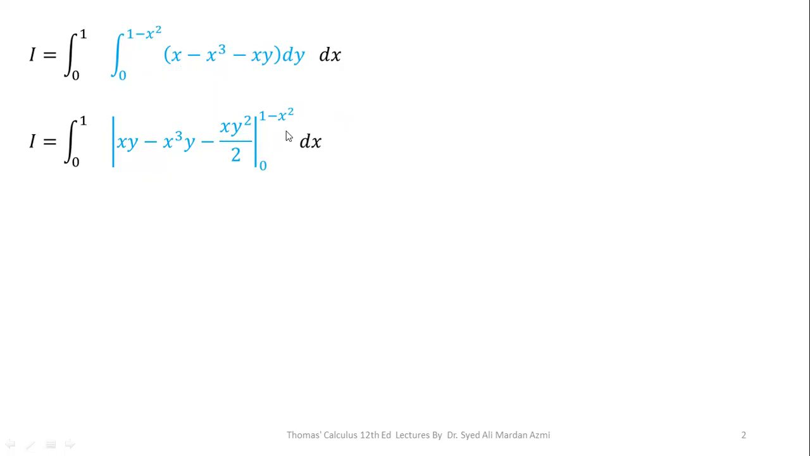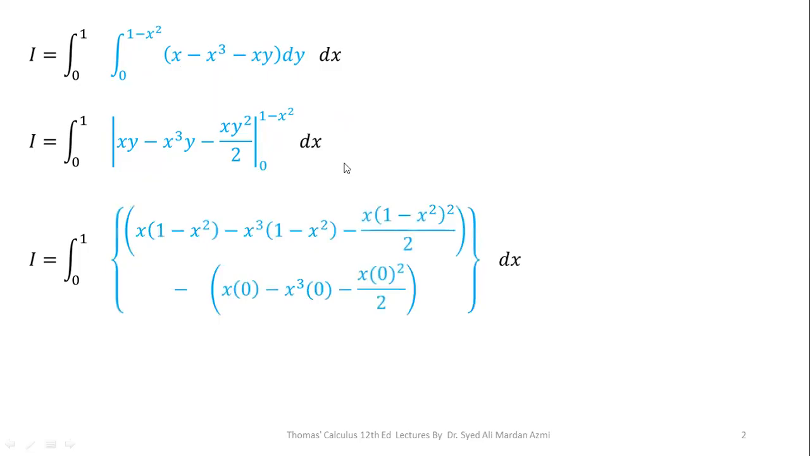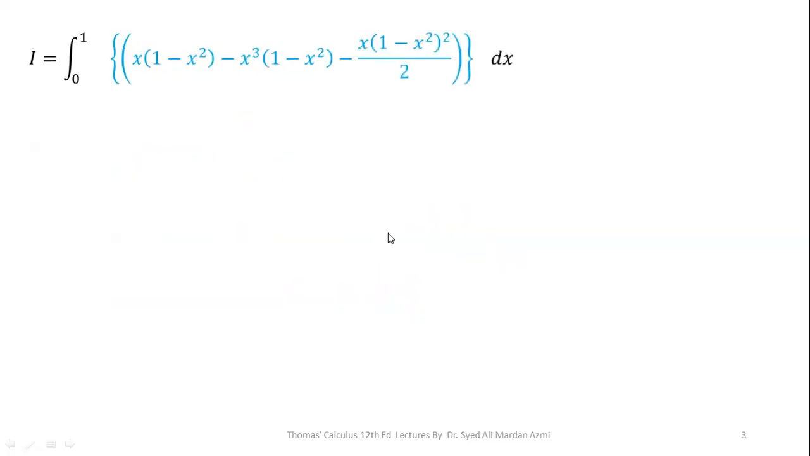In the next step, we will apply the fundamental theorem of calculus, upper limit minus lower limit. Here it is. For the upper limit, I have replaced y with 1 minus x square in each term. And for the lower limit, I have replaced y with 0 in each term. So upper limit minus lower limit is the application of the fundamental theorem of calculus. You can see in the second bracket, if you multiply each term with 0, it becomes 0. So all the terms in the second bracket become 0. And we are left with only one bracket, which is the first bracket.